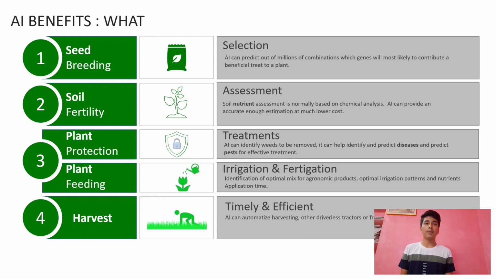Artificial intelligence may help you in the selection of the correct product for the nourishment of the crop. It may assist you on the fertility of the soil. It may recommend to you the treatments for plant protection. It will tell you the optimal mix for agronomic products, optimal irrigation patterns and nutrients. Also, the harvesting time will be reduced by the use of AI, and it will be done more efficiently and quickly with less time consumed.